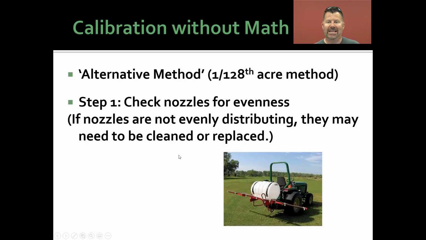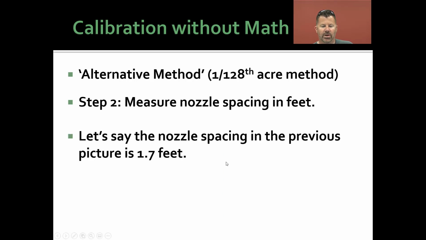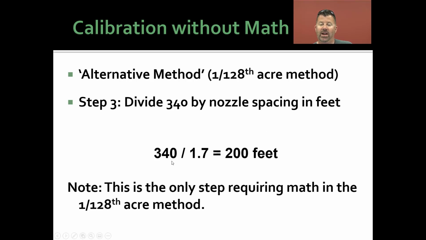So step 1, check the nozzles for evenness. If the nozzles are not evenly distributing, they may need to be cleaned or replaced. We did that in the previous lectures. Measure the nozzle spacing in feet. Let's say the nozzle spacing in the previous picture is 1.7 feet. So 340 divided by 1.7 gives us 200 feet. This is the only step requiring math in the 1/128 method.